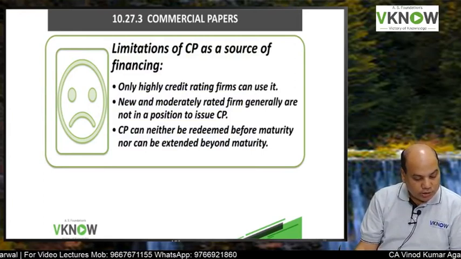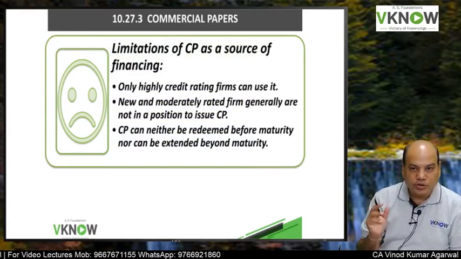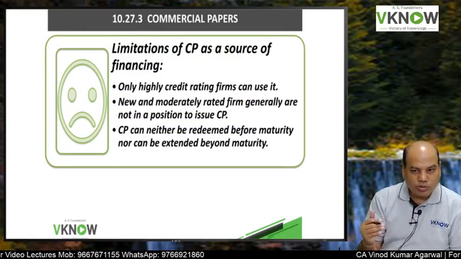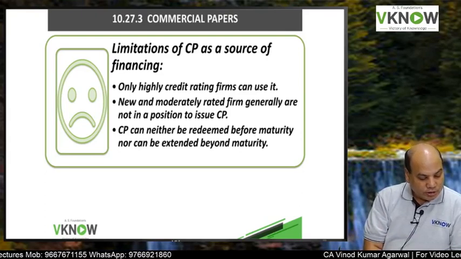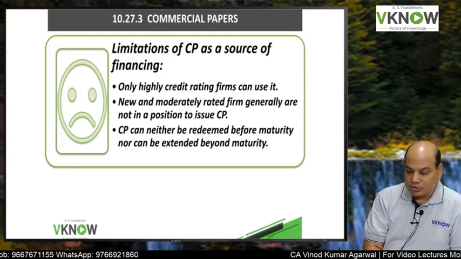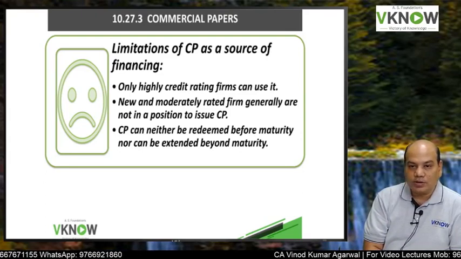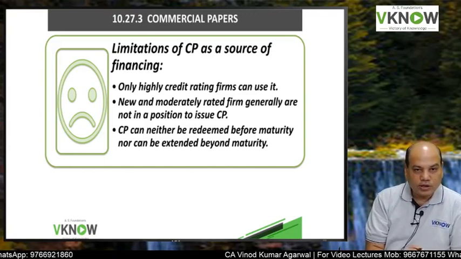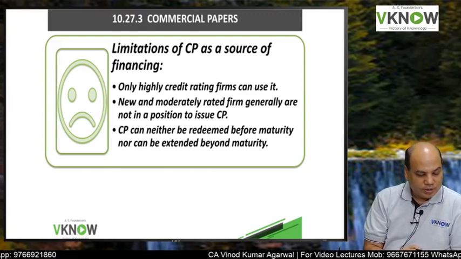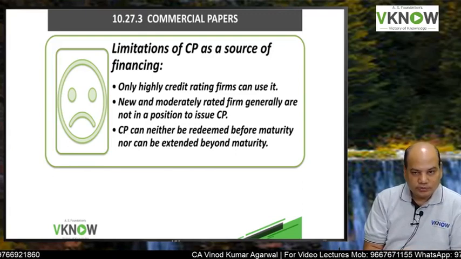Tailor to suit the requirement means, suppose you need funds for 6 months only, then you can issue commercial paper for 6 months. And point D is, a CP can be issued as a source of fund even when the money market is tight, meaning when other sources are not available, bank loan is not available, or any other source is not available, then companies can issue commercial paper.